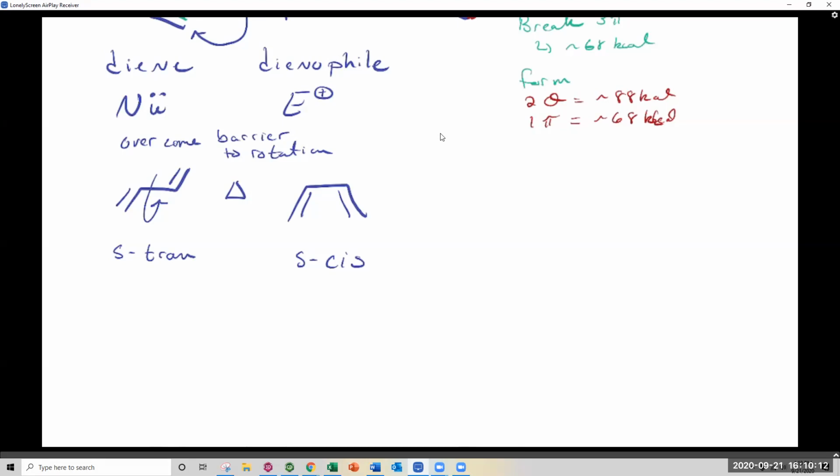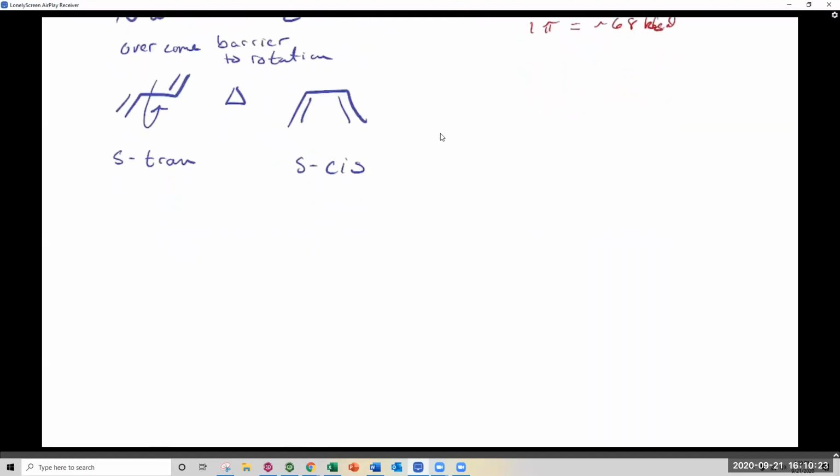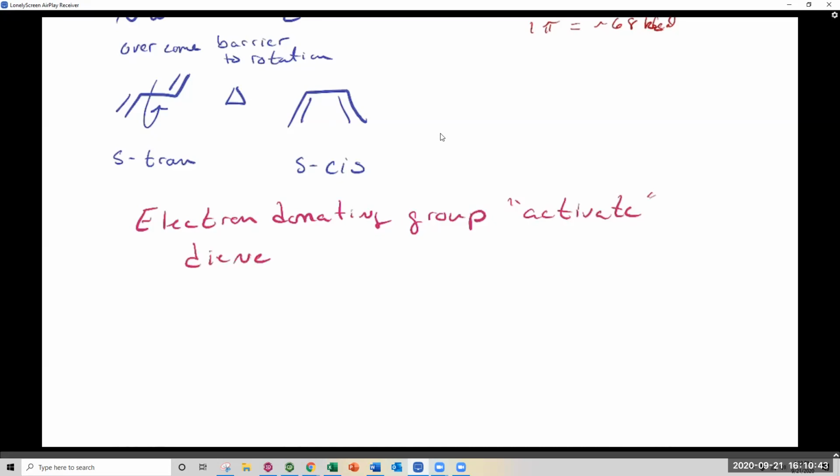So I'm just going to go ahead and do a real quick recap of groups that help activate and groups that help deactivate either the diene or the dienophile. And they come in two different flavors. Electron donating groups do what we call activate the diene, and as would be expected, they would deactivate the dienophile.